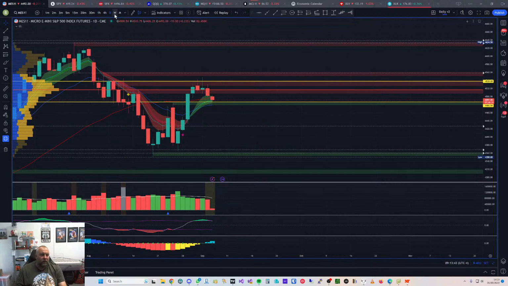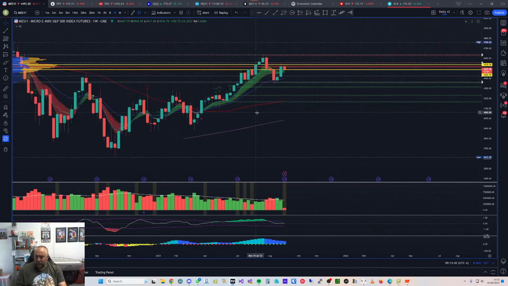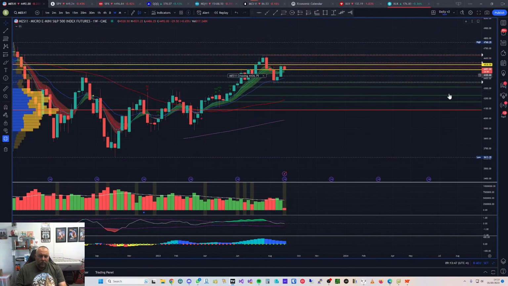And quickly on the weekly, so we've had this bull flag which is broken, so the weekly's still in an uptrend, and we need to break down below that area 4300 for us to see a weekly downtrend. So we're still in the uptrend on the weekly. We're above all the moving averages as well, the 50, the 200, the 20.